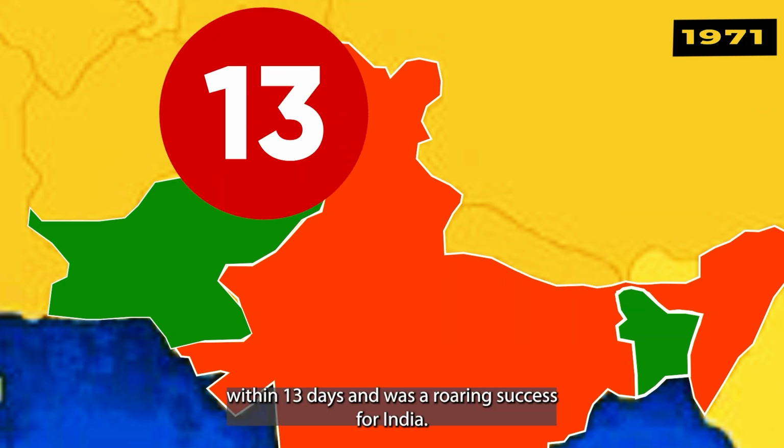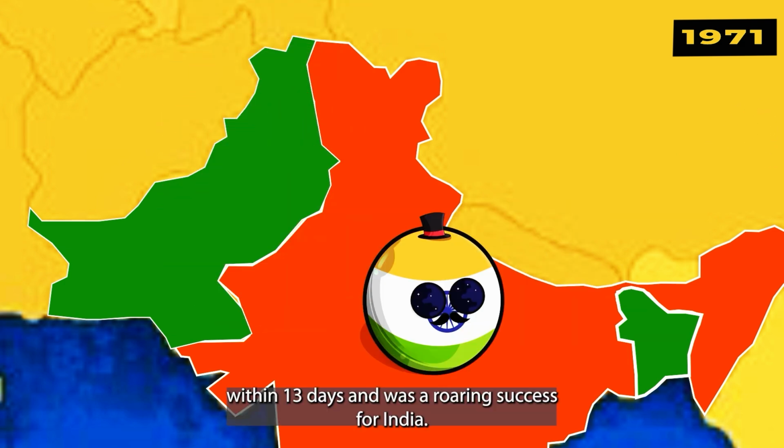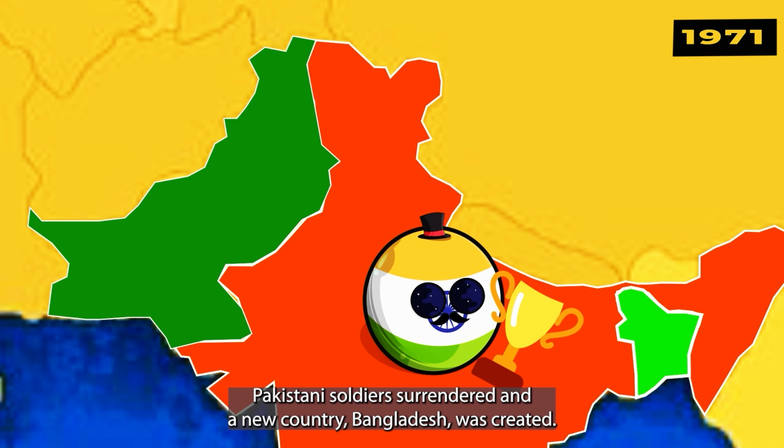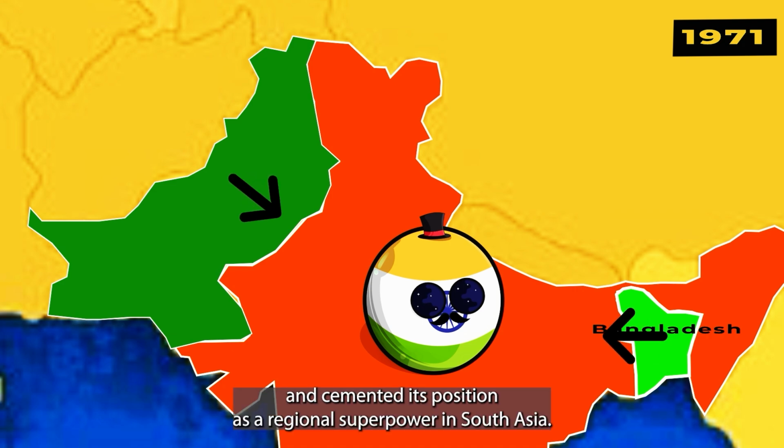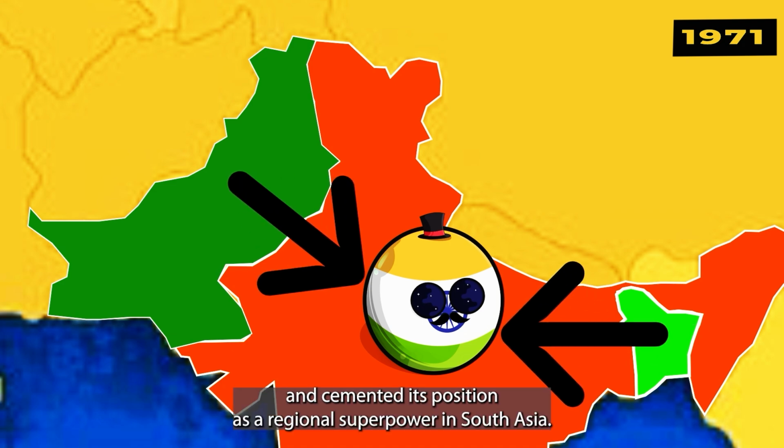The war ended within 13 days and was a roaring success for India. Pakistani soldiers surrendered, and a new country, Bangladesh, was created. This reduced the threat of Pakistan from two sides for India and cemented its position as a regional superpower in South Asia.